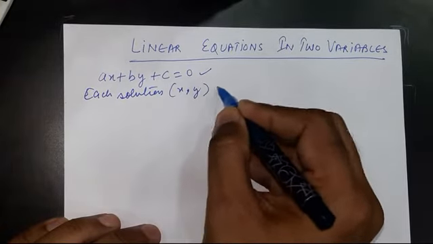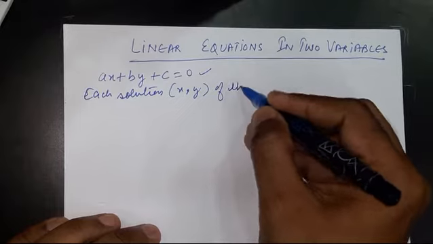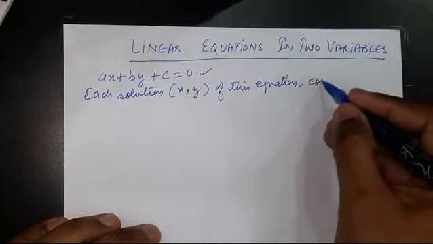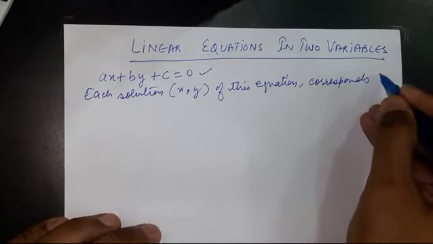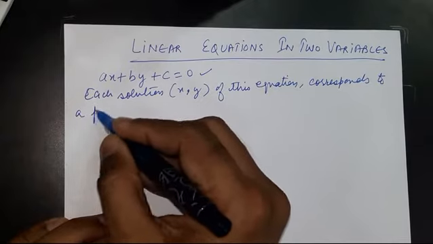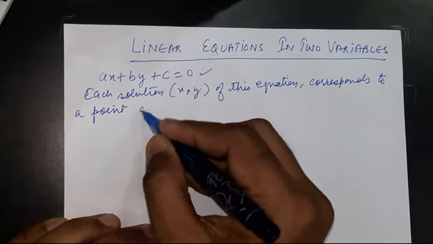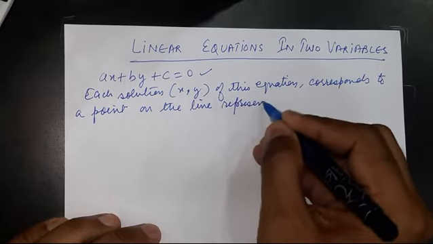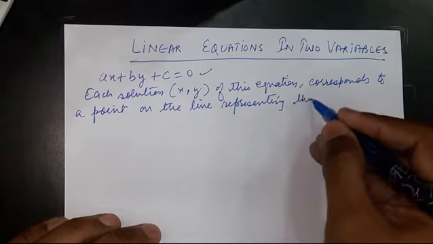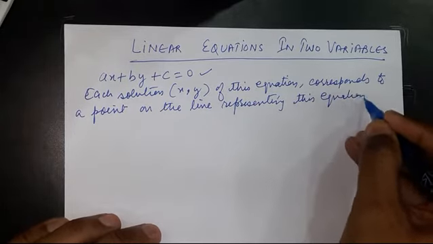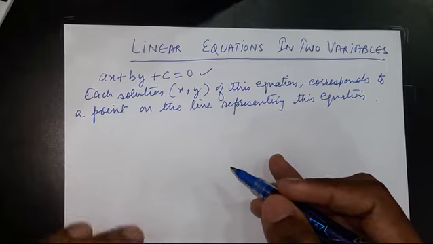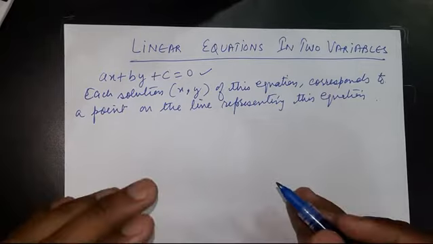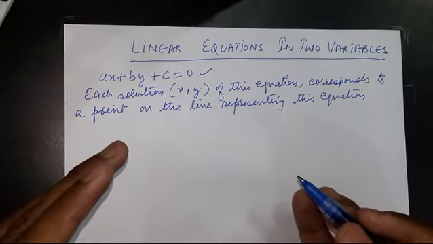xy of this equation corresponds to a point on the line representing this equation. What it means is, for one equation we can draw one line graph. That line will be a straight line, obviously, because this is a linear equation.